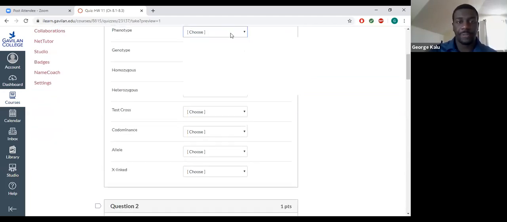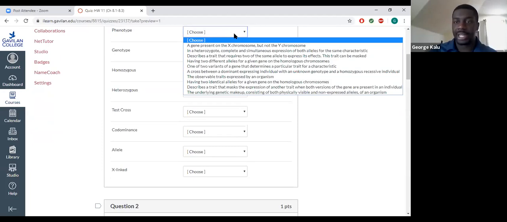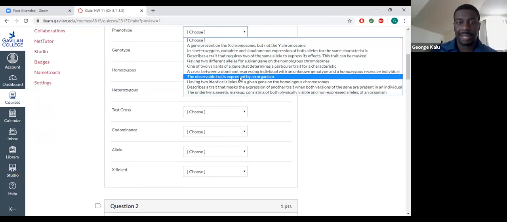So phenotype. Okay. How would we define a phenotype? All right, good job, Hasmin. So this is the observable traits expressed by an organism. Good. Perfect, Hasmin and Kimberly. Good, very good. So the observable traits, that's going to be the physical appearance of that particular trait. Good.